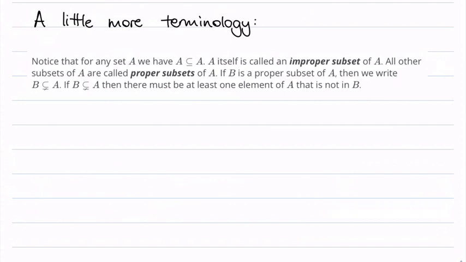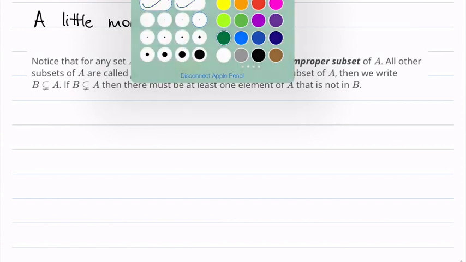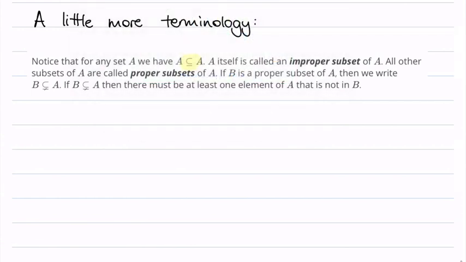Before we go there, however, just a little bit more terminology. We've used the notation, a big C with a line underneath, to say that a set is a subset of another set. Now the first thing to notice is that any set is a subset of itself. And so we're going to use a little bit of additional terminology. When we're talking about the set being a subset of itself, we call it an improper subset of itself. Anything else is called a proper subset.